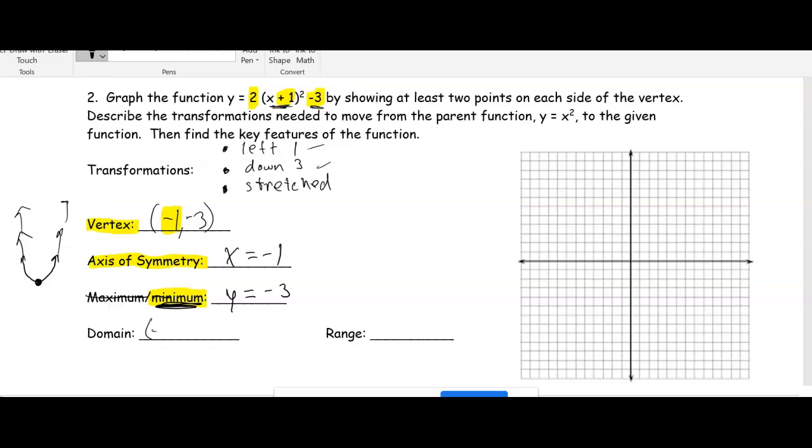Infinity, infinity. All right, so -infinity to infinity. We go left forever and then right forever. I'll wait on the range. I do think as a general practice, you probably want to look at your graph to identify the range if possible. So we'll go ahead and graph this real quick. So you would have graphed -1, -3.